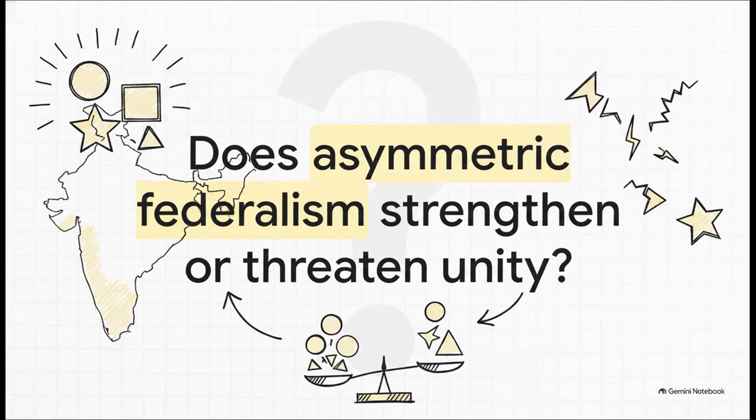We have covered a ton of ground today, from the basic definitions of power sharing to the complexities of India's 3 lists and the vital role of the Supreme Court. But I want to leave you with one final thought to ponder as you continue your studies. We discussed how India uses asymmetric federalism, granting special powers to certain states. So, in a system built on shared power, does giving some regions special treatment ultimately strengthen a country's unity by accommodating its diversity, or does it threaten that unity by creating an unequal playing field? It's a profound question right at the very heart of the power game.